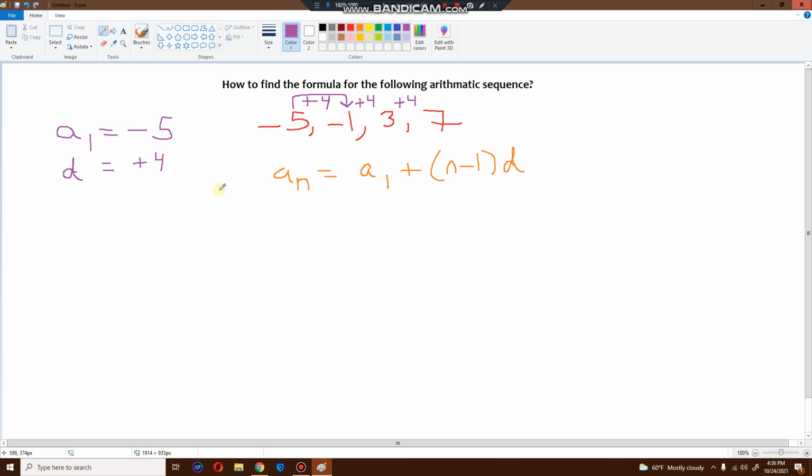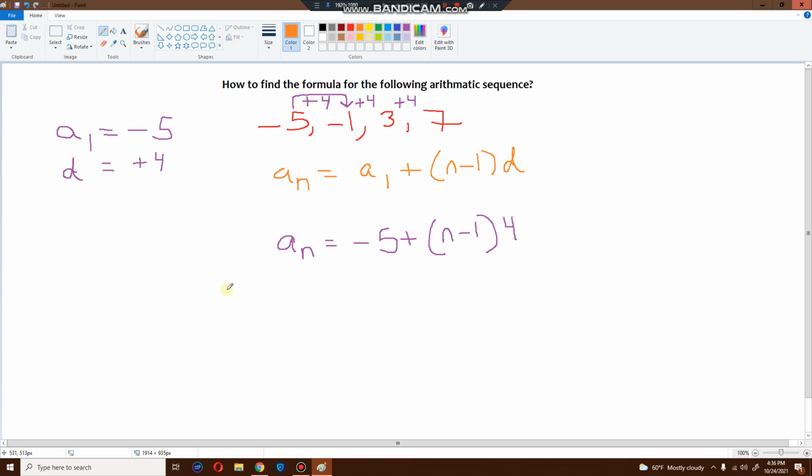And now I'm just going to plug it in. Let's plug in these values. A sub n, which stays the same, is equal to a sub 1, which is my minus 5, plus n, I don't know what it is, so I'll leave it the way it is, times n minus 1, and I do know my d is a positive 4. And there we go. We have written the formula.